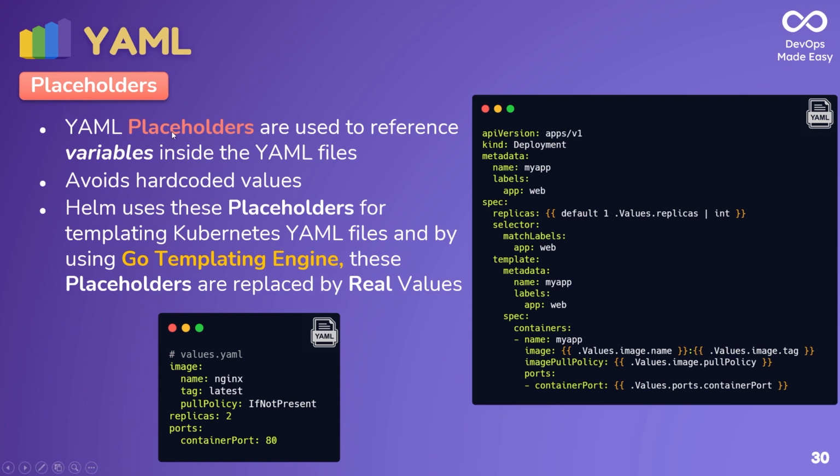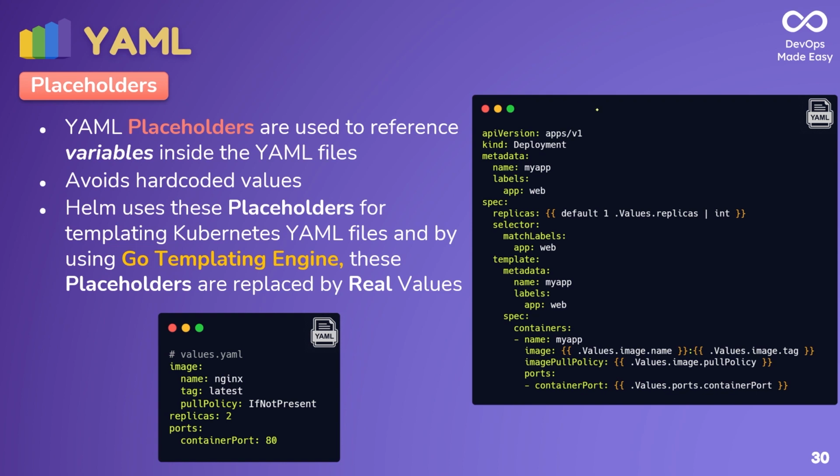YAML placeholders are used for referencing variables inside the YAML files. One of the examples, or one of the technologies, which uses these placeholders is Helm charts. We will not talk more about the Helm charts in this lecture series, but charts use something known as templating YAMLs. That means the YAMLs don't have hard-coded values, so those will have placeholders where Helm will dynamically replace the values.